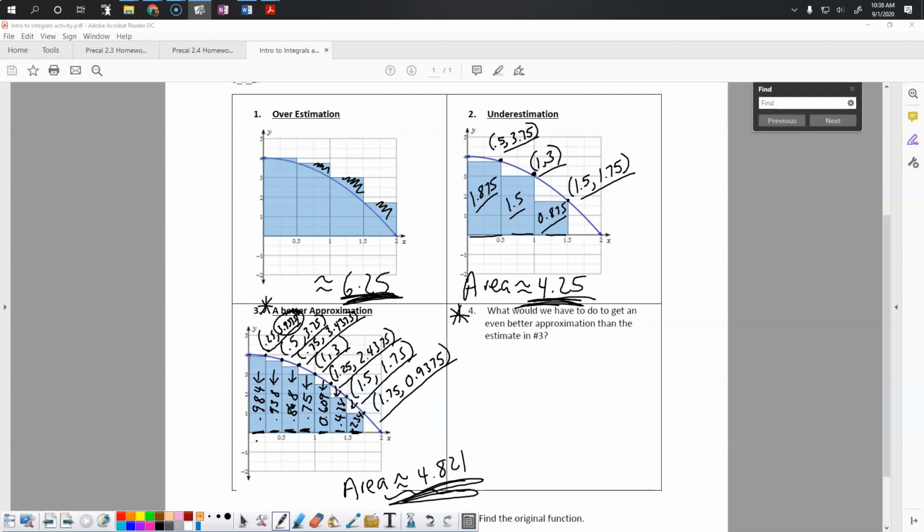Okay, well, the reason is because when you have more rectangles, look at the white space here, the leftovers. That's where our error is at. That's why these rectangles don't actually tell us the exact area under the curve. They're a little bit off because it's not a perfect filling in, right? But the interesting thing is the more rectangles you have, the better approximation you have.